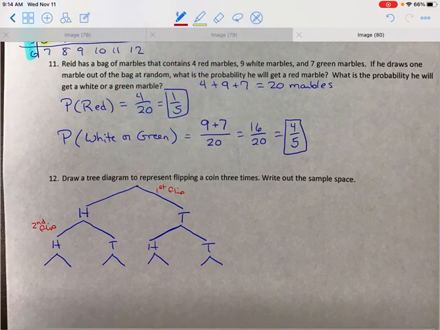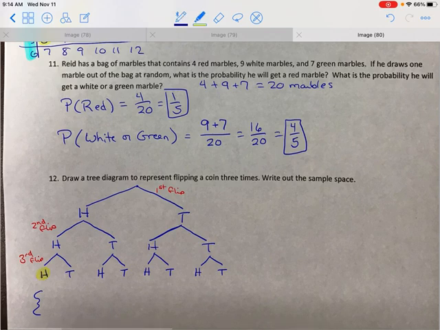All right, so this represents the third flip. Once again, I can get heads or tails, and we do that all the way across. All right, now I want to write out the sample space. So to do this, each outcome is going to be 3 flips. So I'm going to get a little highlighter happy here.